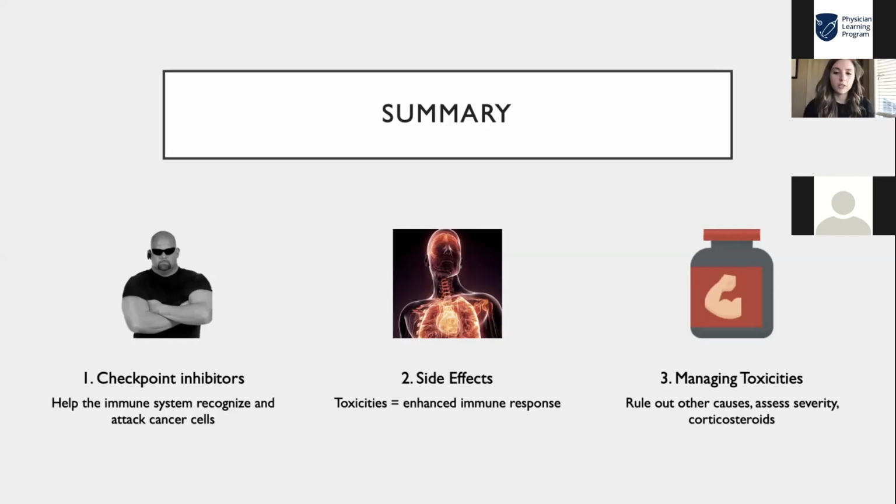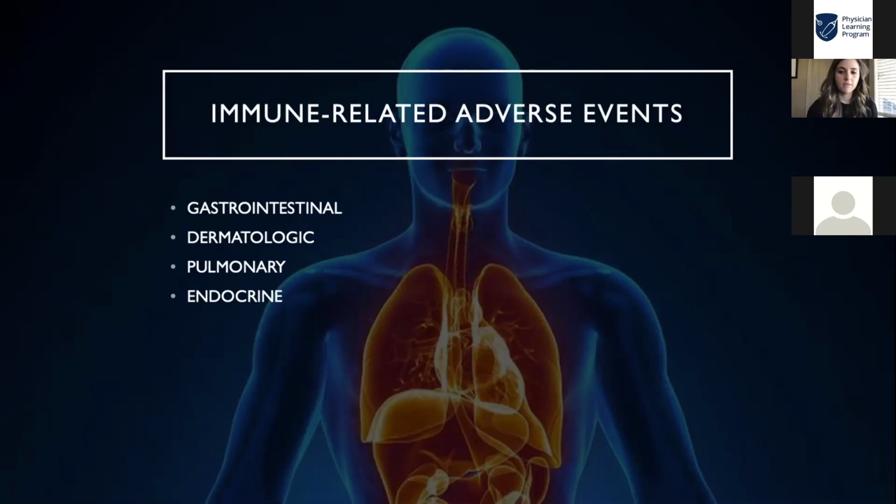Takeaway point number 2 is that checkpoint inhibitor toxicities are as a result of an enhanced immune system response. Adverse effects or events typically affect the gastrointestinal, dermatologic, pulmonary, as well as endocrine systems. These adverse events can occur within the first couple weeks of starting therapy, as well as 6 months after treatment.